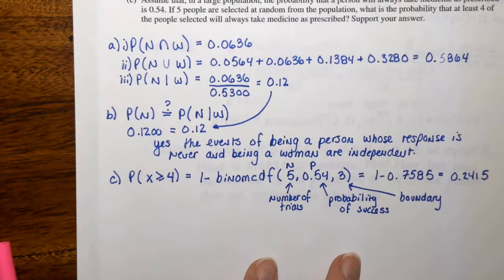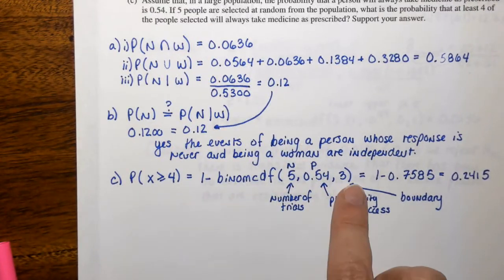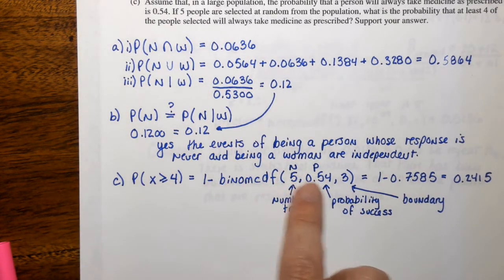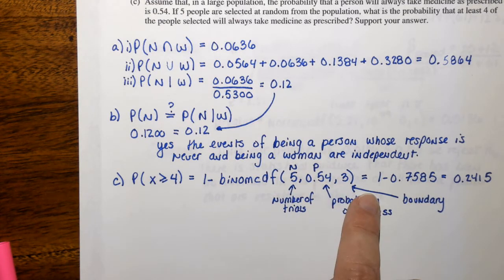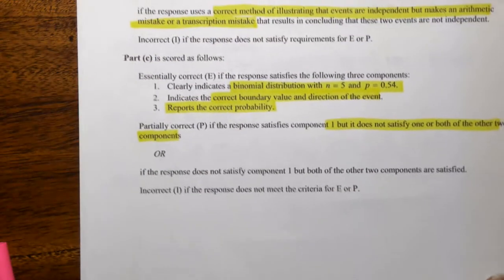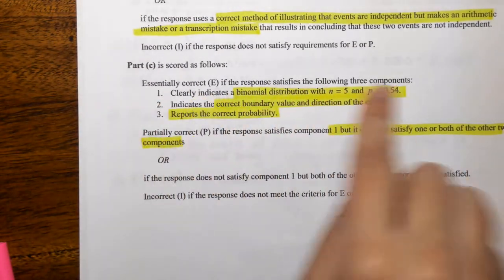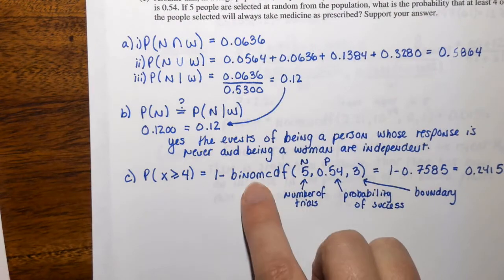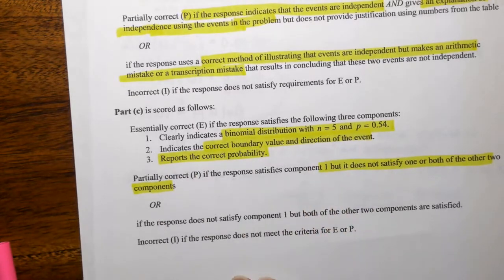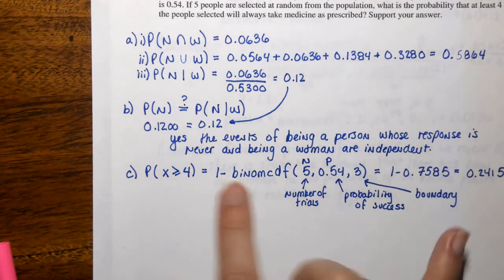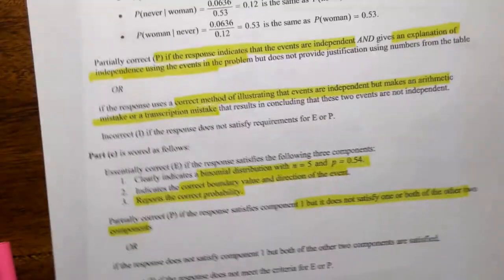Okay, and then C, last one here. I have a binomial. I have my random variable notation. I have labels because I've been learning my lesson as we go. They want all of this stuff labeled. Okay. You get an E if you clearly indicate a binomial distribution with n is 5 and p is 0.54. So I have binomial n and p. Indicates the correct boundary value and direction of the event. So I have boundary value and direction here. And then reports the correct probability is the last piece.